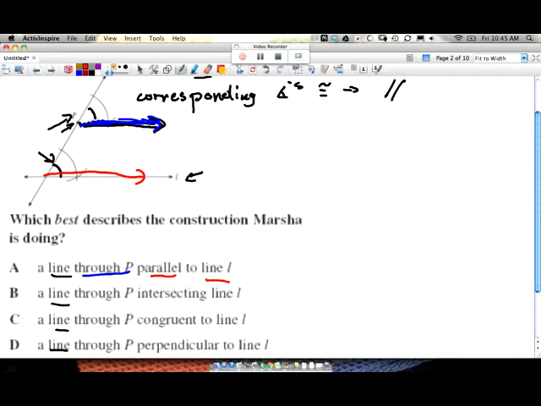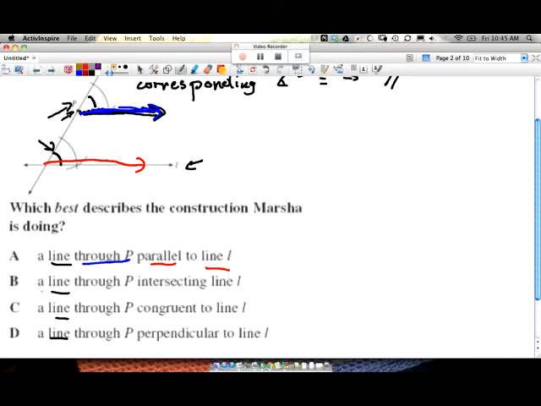That looks like it's the right answer, but just to make sure, let's go ahead and eliminate the other ones. A line through P intersecting line L. That doesn't look like what's happening. That would mean that the line does this and comes down here. That's not what's happening. It's not intersecting. So that would be wrong.